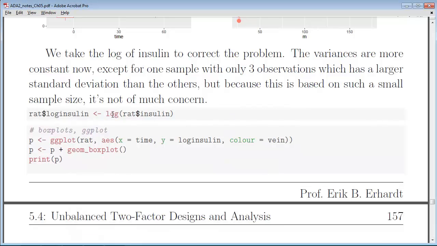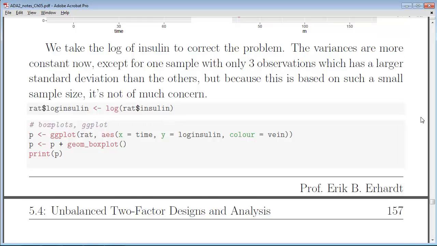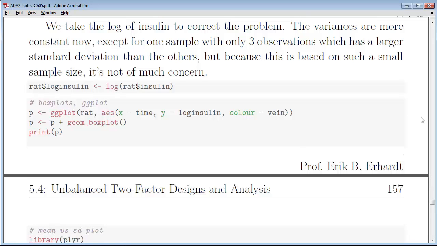So statisticians love natural log. I love natural log too, though I will admit that I also like log base 10 because it is a little bit easier to interpret powers of 10. So I've created this new variable, log insulin, where the previous one was just insulin, and now I'm just going to use log insulin instead.